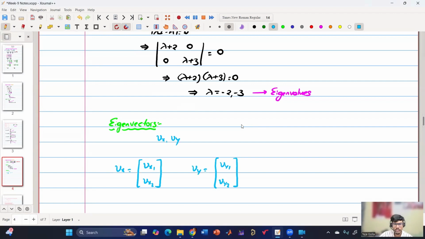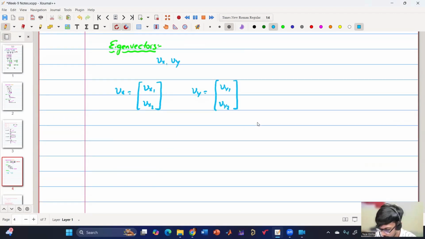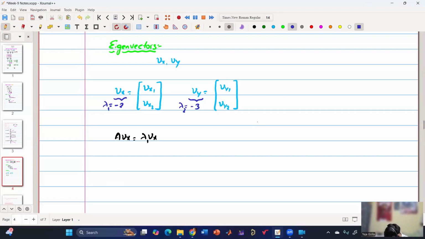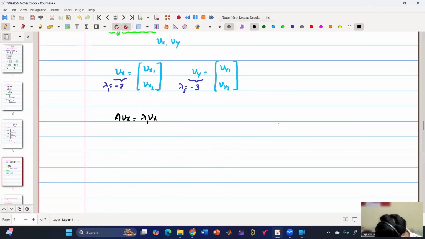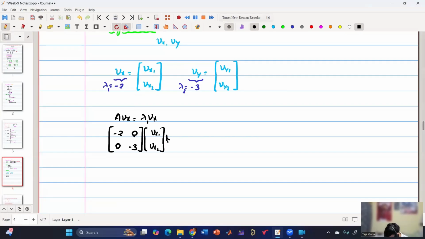So now, as you said, we'll do A into Vx equal to lambda into Vx. Let me assume that this is associated with lambda equal to -2, and this is associated with lambda equal to -3. Say this is lambda 1 and this is lambda 2. So A into Vx is equal to lambda 1 into Vx. What is A? A is -2, 0, 0, -3, multiplied by Vx, which is Vx1, Vx2, equal to -2 into Vx1 and Vx2, right? Agree?